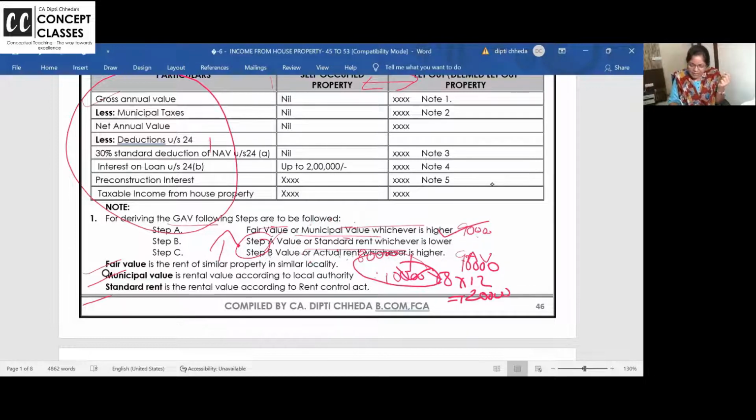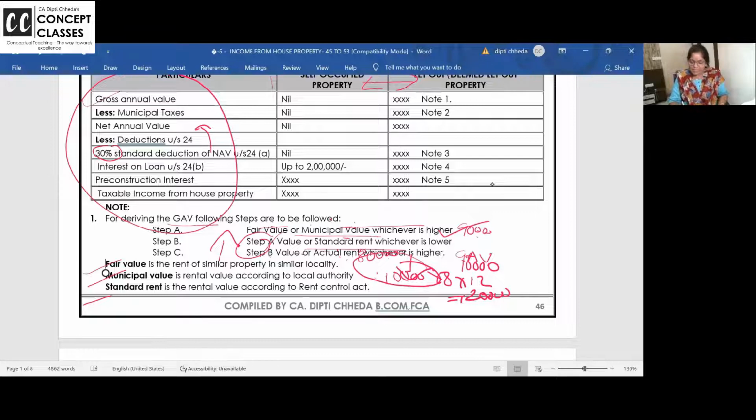NAV's 30% standard deduction is allowed. Now, what is this standard deduction? When I am the owner of the property, I am getting rental income. Then I am incurring so many types of expenses, yes or no? Like ground rent, building insurance, watchman's salary, repairs, maintenance, liftman salary, sweeping, gardening, many things are there in the building.